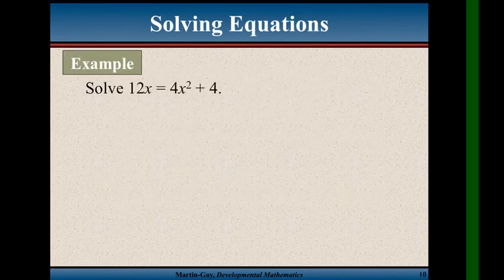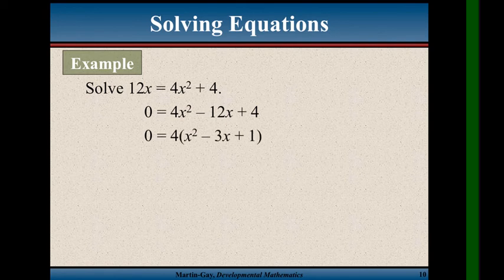Example, solve 12x equals 4x squared plus 4. So we will transpose 12x, so it will become 4x squared minus 12x plus 4. So we can just factor out 4. So 4 divided by 4 is 1, then x squared. 12 divided by 4 is 3, negative 3x, and 4 divided by 4 is 1. So a is equal to 1, b is equal to negative 3, and c is equal to 1.